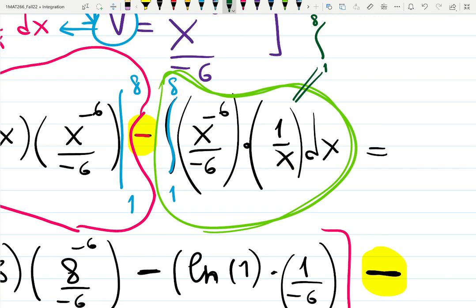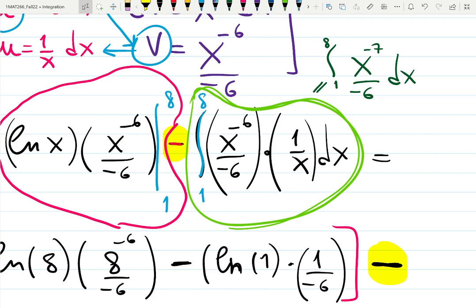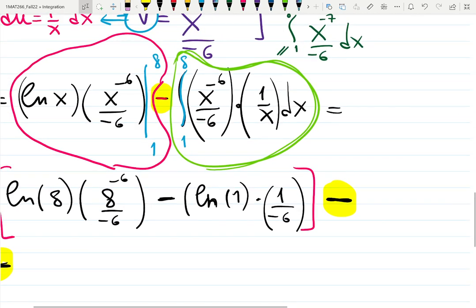X to the minus 6 times x to the minus 7, right? Do you see? It's just x to the minus 7. X to the minus 6 times x to the minus 1 is what? X to the minus 7, I just spoiled it myself, over minus 6 dx. This is how the whole integral looks when you simplify it. Just be careful with powers. Now you can integrate it.